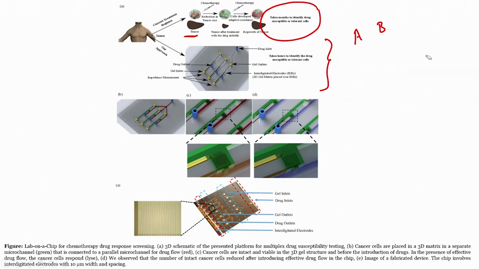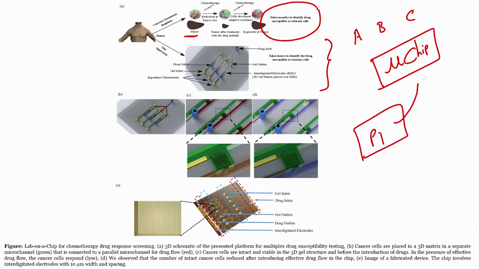So, how about we create a microfluidic chip? From patient 1 we take the cells, we take the cells from the tumor region, we load them into the microfluidic chip and we test A, B and C separately, and we can then find which drug is effective based on the electrical properties of the cell.